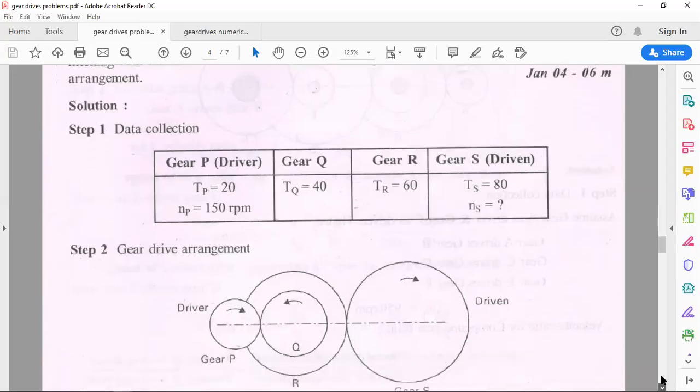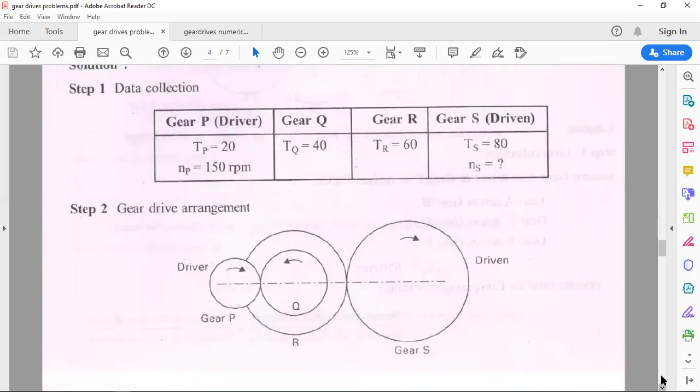Now what is the velocity ratio of this compound gear arrangement? As I told, it is the speed of the last gear divided by the speed of the first gear. Speed of the last gear is N suffix S, and speed of the first gear is N suffix P. So Ns by Np is the velocity ratio. And we know that Ns by Np is equal to what?